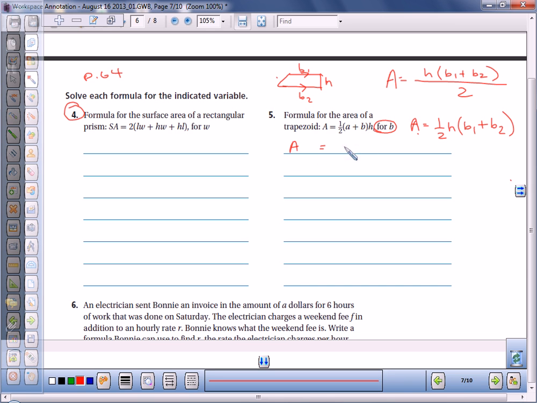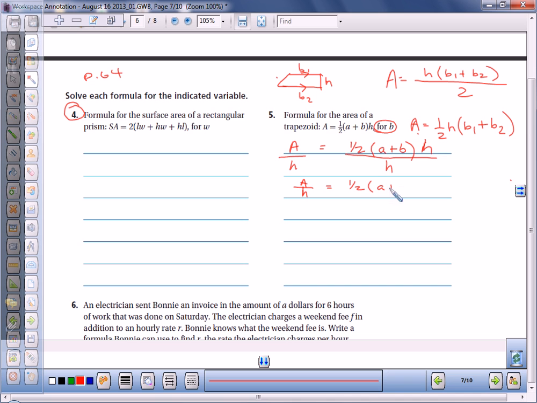Okay, not everybody shout out at once. Anyone? Divide by h? Okay, I'll do it. So now we have A divided by h is equal to 1/2 times 2 times A plus B.